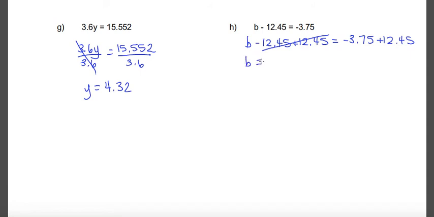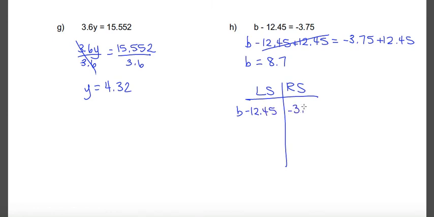And then we can use our calculator to work this out. So negative 3.75 plus 12.45 is equal to 8.7. Now let's do a final left side, right side check just to keep those skills front and center. So I'm going to create my t-chart. So left side, right side. The left side of my equation is b minus 12.45. The right side is negative 3.75.